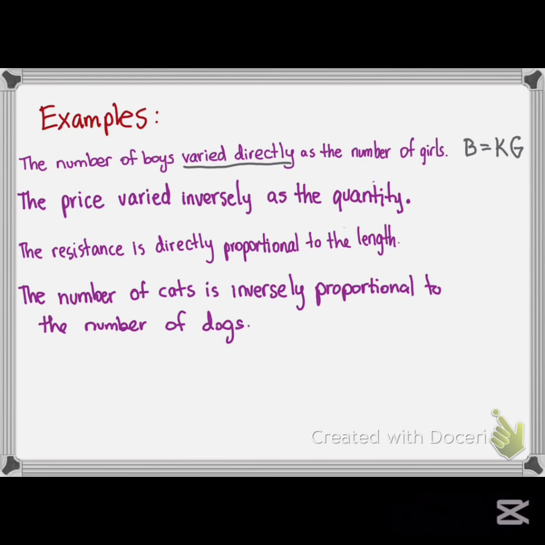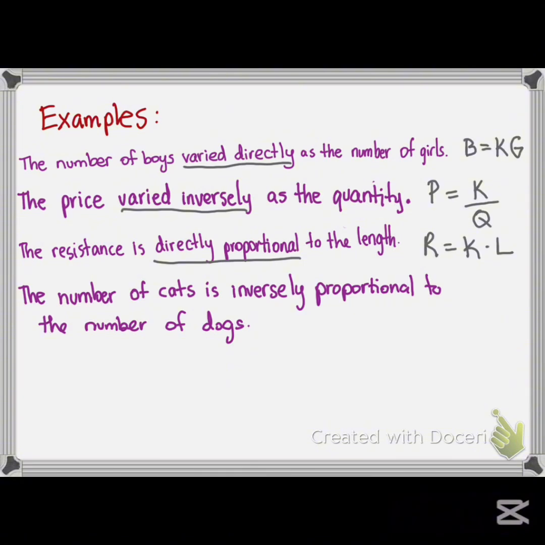Let's look at the second one. It says the price varies inversely. So again, I identified that, and so I put p equals, p is for price, k on the top, and then quantity, q, on the bottom. The next one, the resistance is directly proportional, so that's the first case. So resistance equals k times the length. So you identify if it's direct or inverse, and then you can use the formula accordingly.